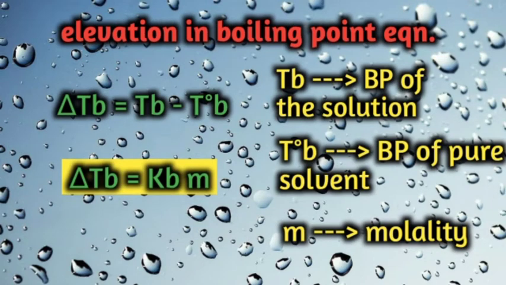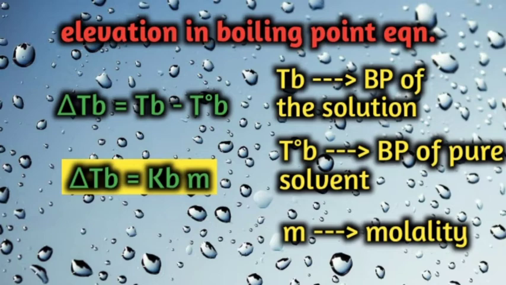Now we are going to see the elevation in boiling point equation. It is denoted as delta Tb, which is equal to Tb minus T0b, where Tb is the boiling point of the solution which has both solute and solvent, whereas T0b is the boiling point of the pure solvent in which no solute is present.